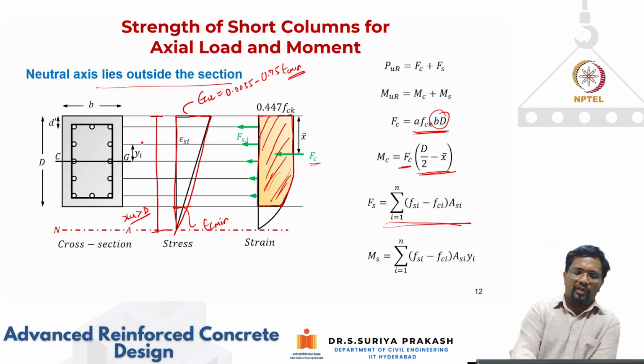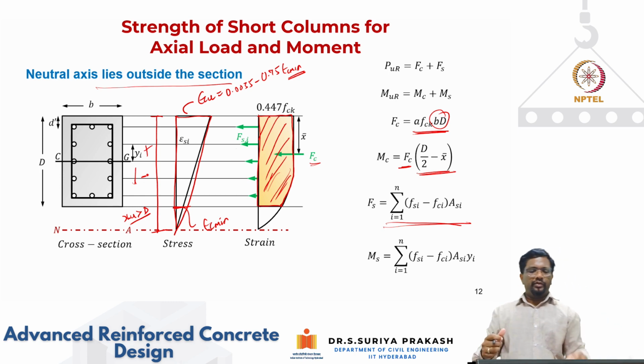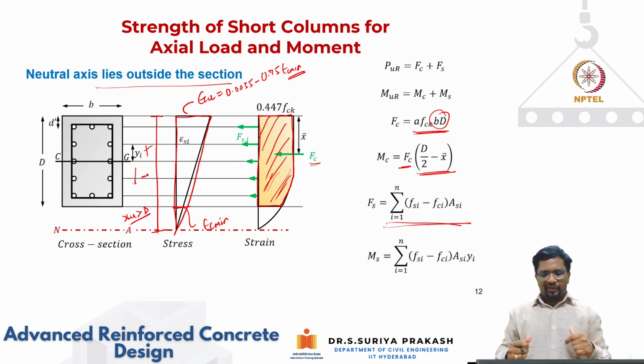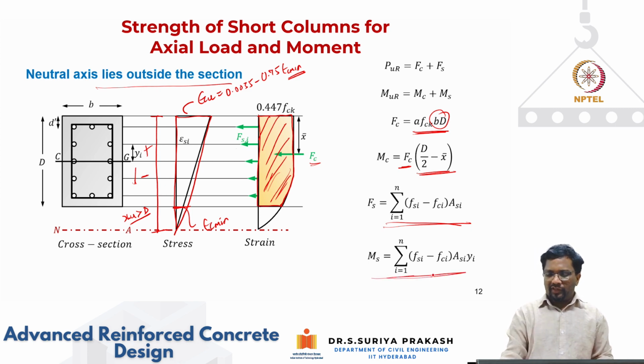And again, as you said, yi will be positive above the CG, yi will be negative below the CG. So you have to take positive value and negative value. Again, compression is taken as positive, tension is taken as negative. So appropriately, sign convention has to be done. Similarly, moment resistance of all the steel layers can be taken like this, and you have to sum them up.